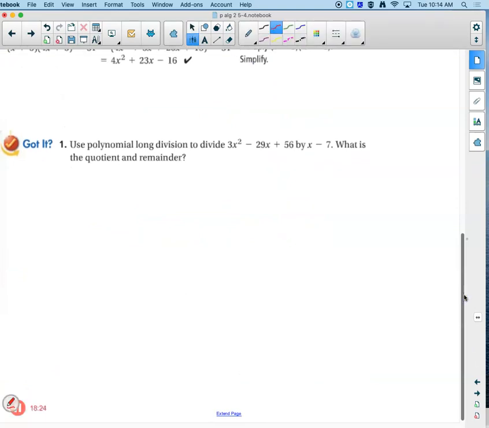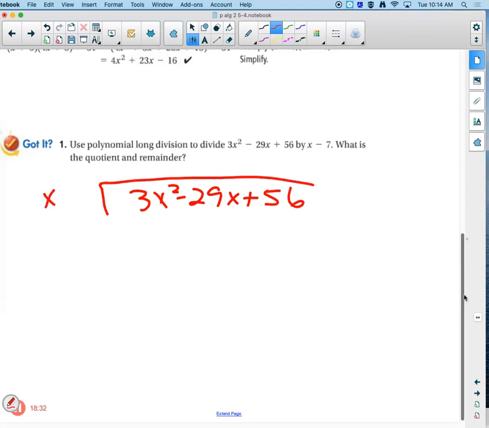We're going to use polynomial division to divide 3x squared minus 29x plus 56 by x minus 7. So the quotient is the rest of the answer. The remainder is that number at the end that just didn't work out perfect.